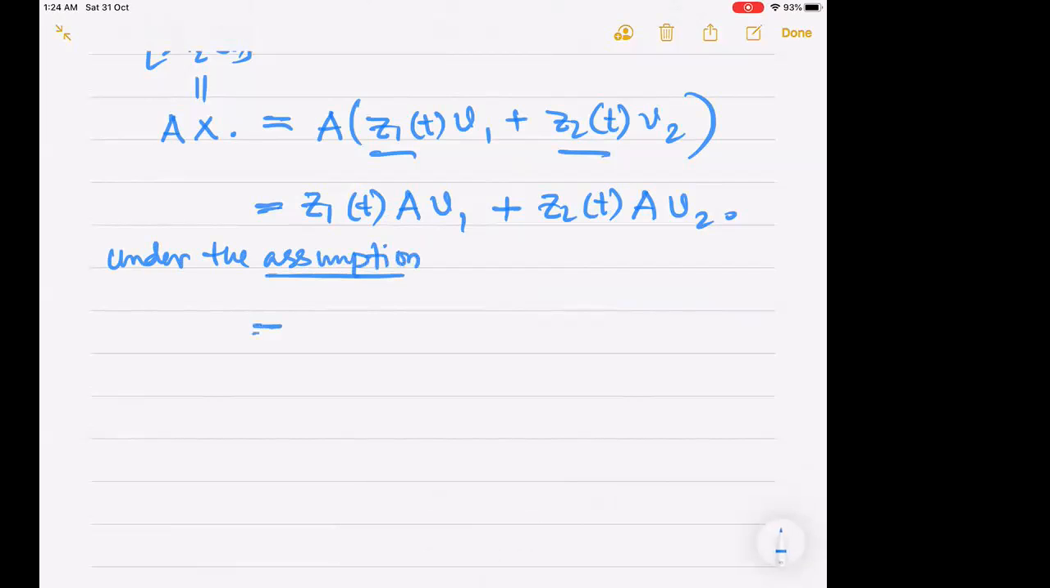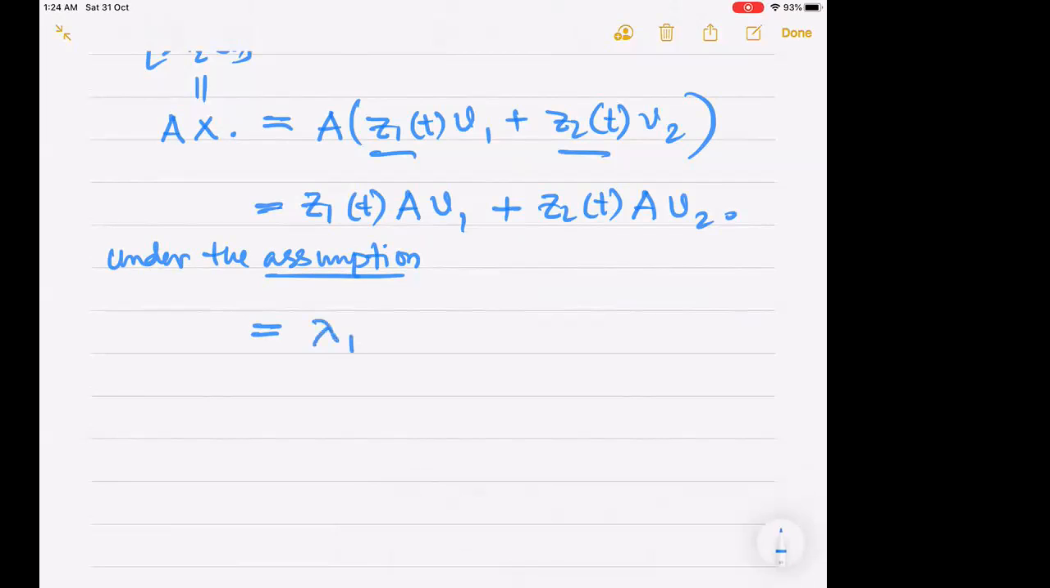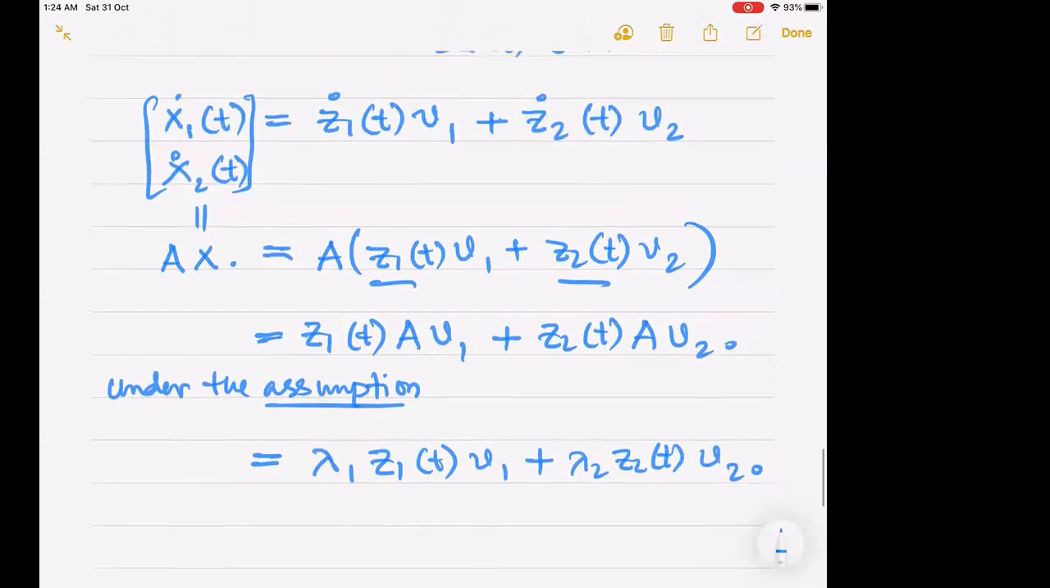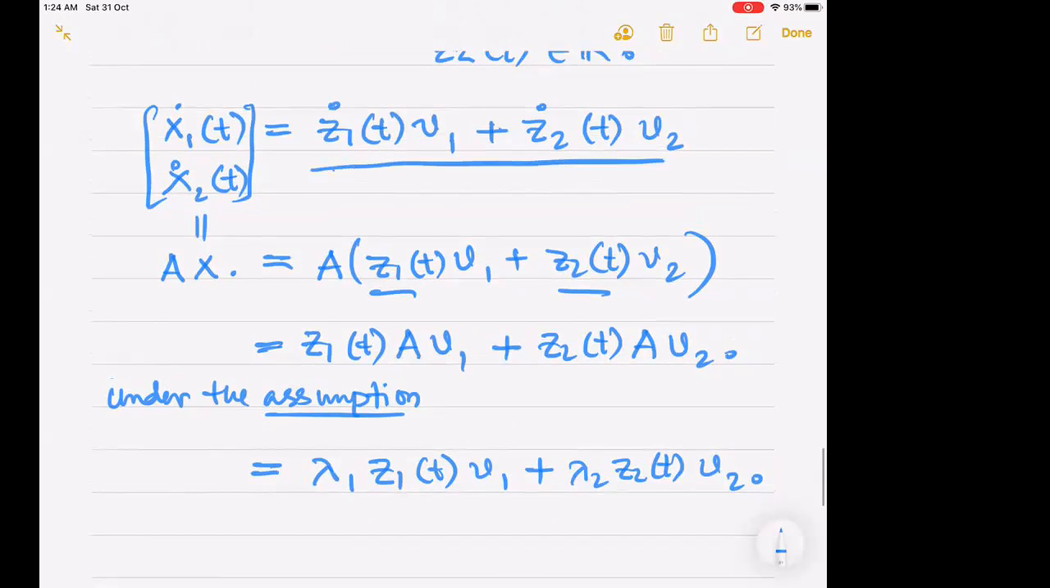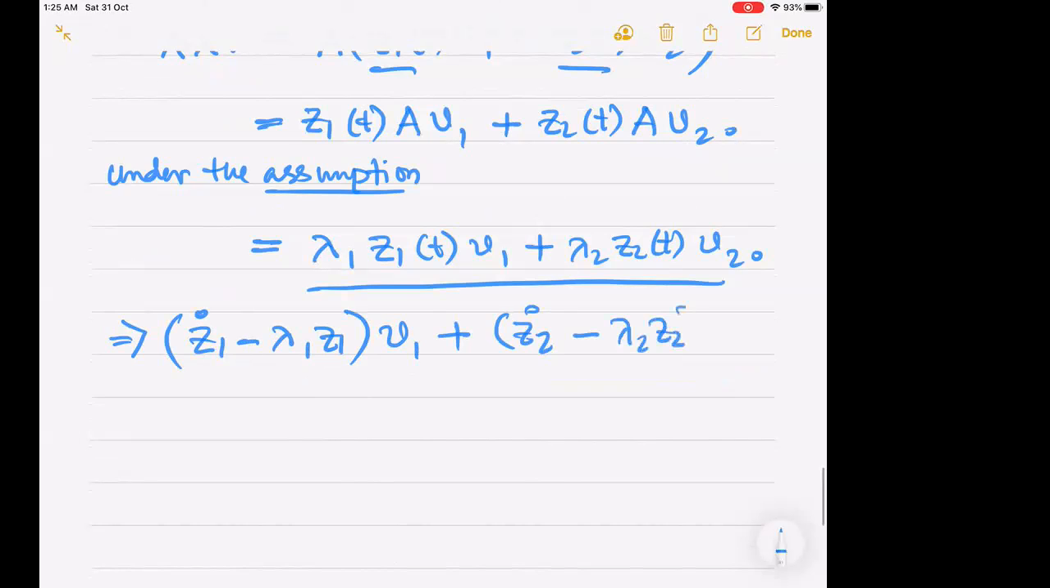If that's the situation, then under the assumption, we'll have this term equal to lambda 1, which is a constant scalar, times z1(t) into v1 plus lambda 2 z2(t) times v2. Now we combine these two things. This must be equal to this. So together, if we take them all on one side, we're going to have this quantity times v1 plus this quantity times v2 equal to 0.